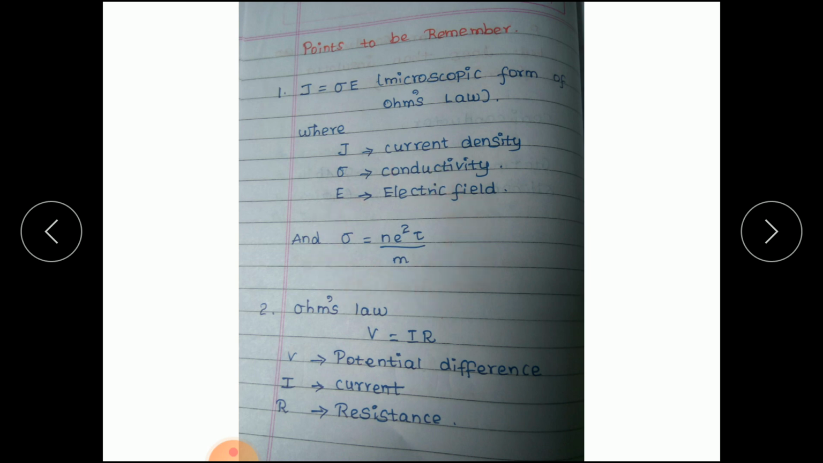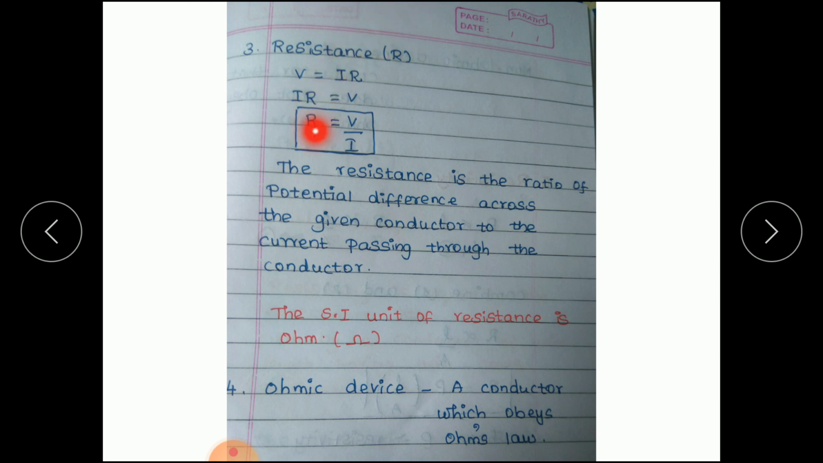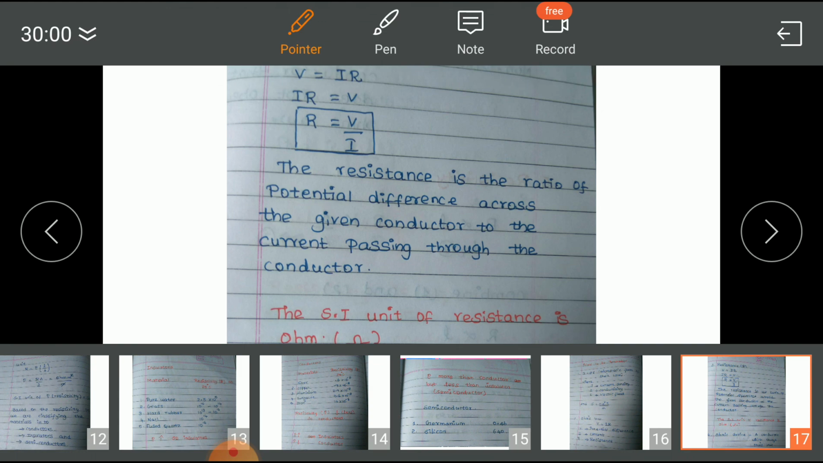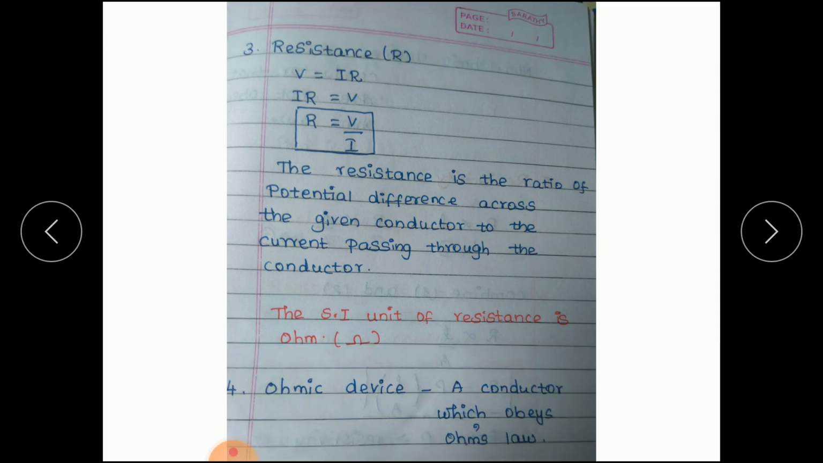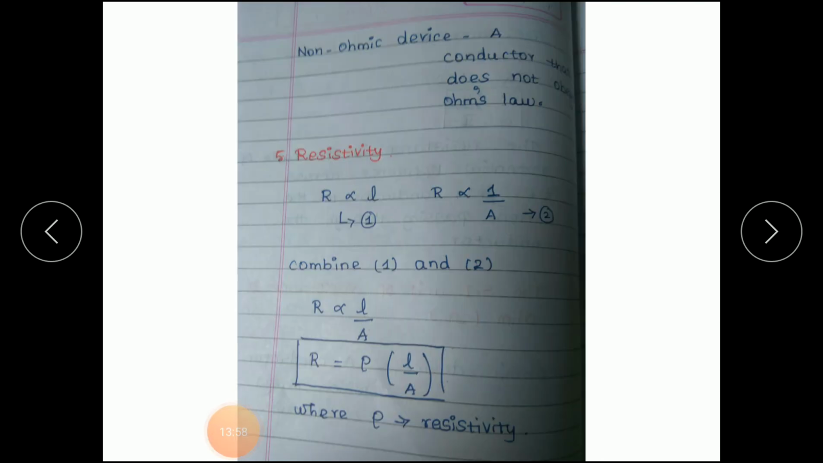Then Ohm's law is V is equal to IR, where V is the potential difference, I is the current and R is the resistance. We define the resistance value by using Ohm's law, so R is equal to V by I. Okay, so the resistance is the ratio of potential difference across the given conductor to the current passing through the conductor. Here the unit of resistance is ohm. Ohmic device means a conductor which obeys Ohm's law. Next, a non-ohmic device means a conductor that does not obey Ohm's law.